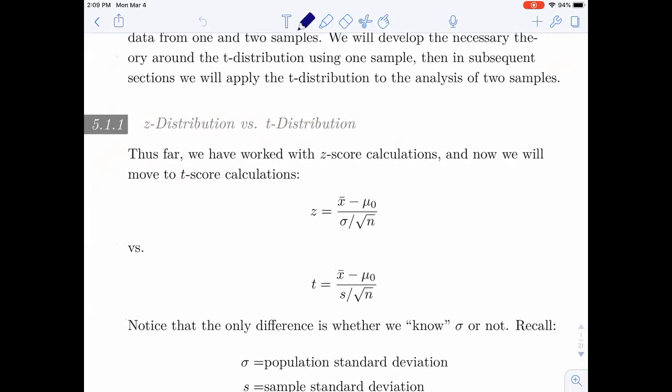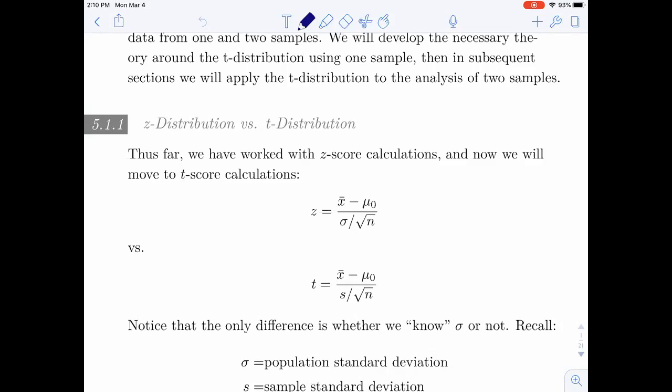So just looking at these formulas, we've looked at these before, right? Besides the names of them, of course, if they're calculating different things, they have to have different names, the only difference here is that here I've got sigma, and here I've got S, which is your sample standard deviation. And so the only difference between doing a Z calculation and a T calculation is that in T, you're not assuming that you know anything about the population, so you're going to use the sample standard deviation instead.